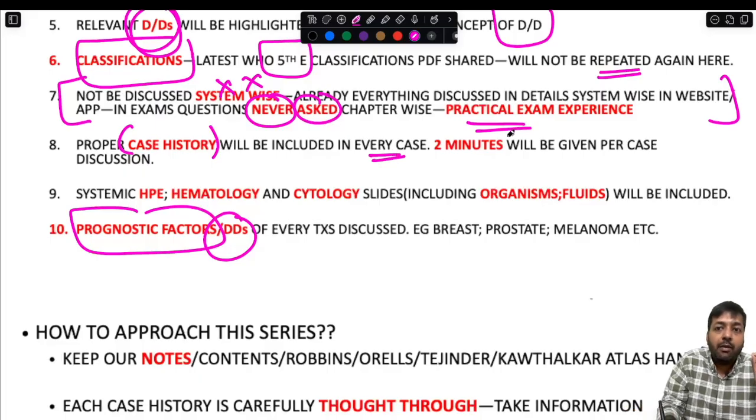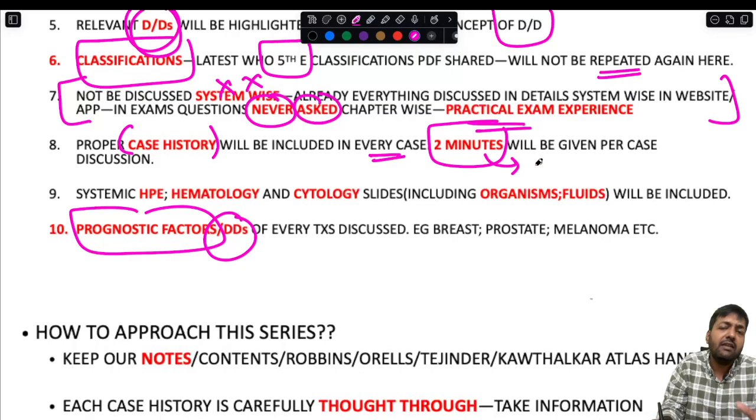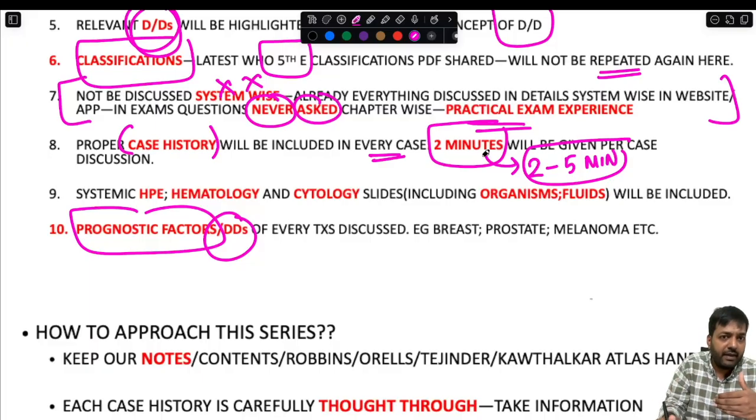Okay, now remember one thing over here. What we are aiming at is that only 2 minutes will be given per case discussion. But today I think we will give around 2 to 5 minutes per discussion, because today is the first lecture. So we will be going a bit slower. In the later lectures, we are going to increase the speed. Okay. Once you become accustomed, then we will increase the speed.